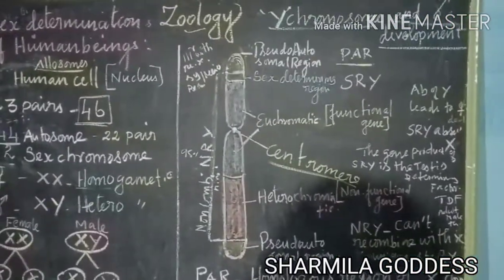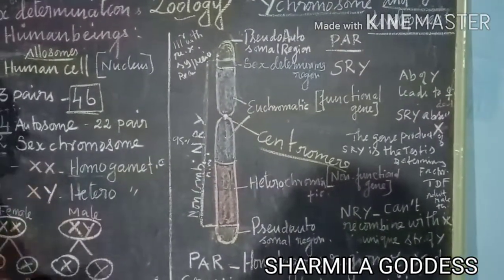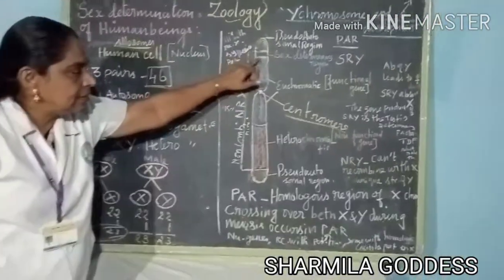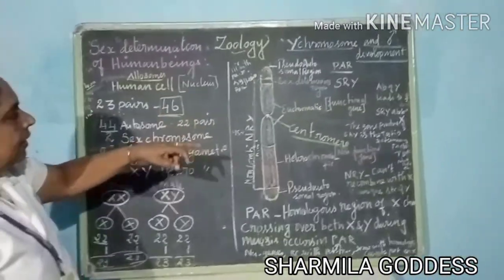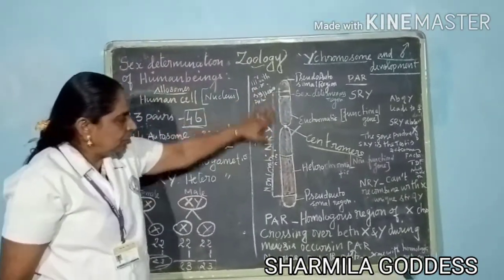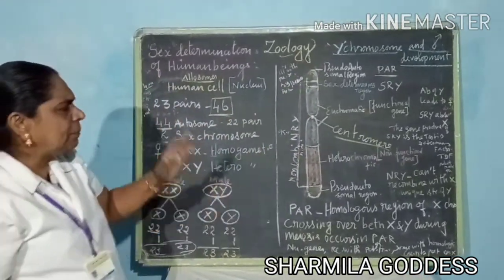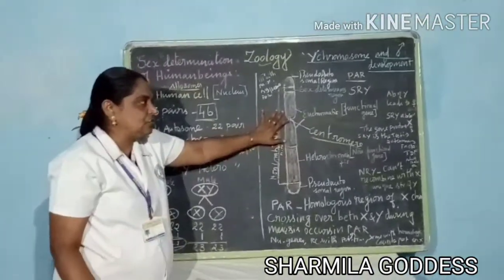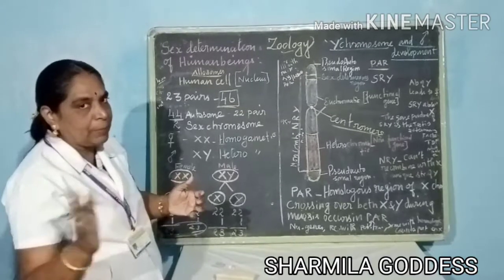The sex determining region is a very important region in the Y chromosome. This SRY, here only sex is determined. The absence of Y chromosome leads to what? If the person has no Y chromosome, what is the result? It leads to female development. This absence of Y leads to female development.